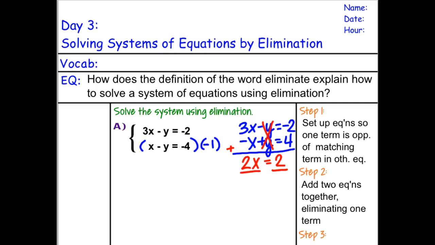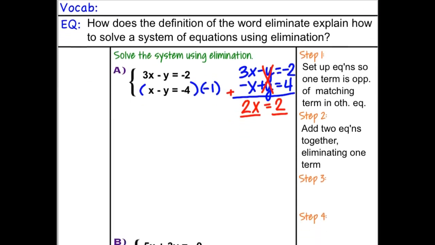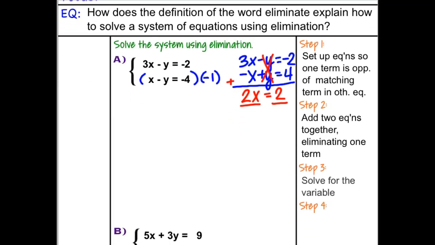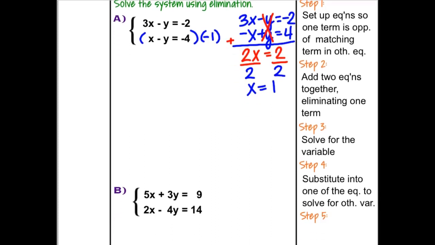So then I'm going to scroll this up for you. I'm going to go ahead and solve for the variable. So I divide by 2, and I get x equals 1. So then I'm going to do what we've talked about before, substitute into one of the equations. Now in substitution, you had a specific equation you had to substitute into because you had used the other one already. Here you can pick which one you want, and then finally make sure you check your solutions.